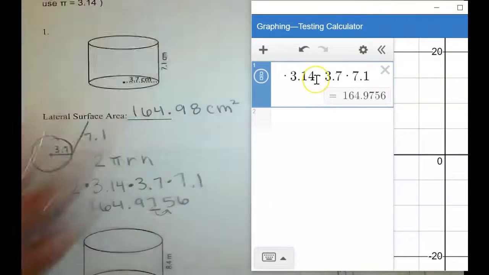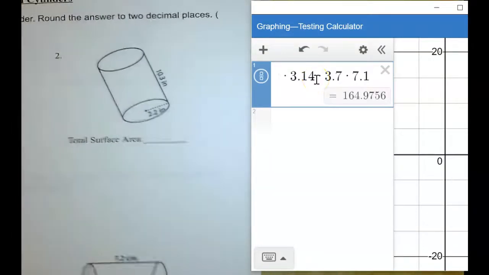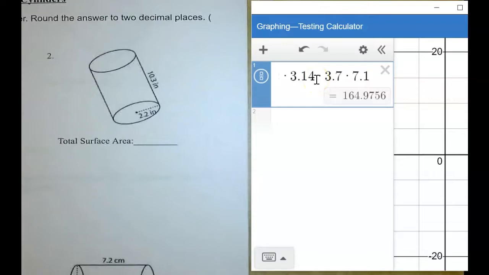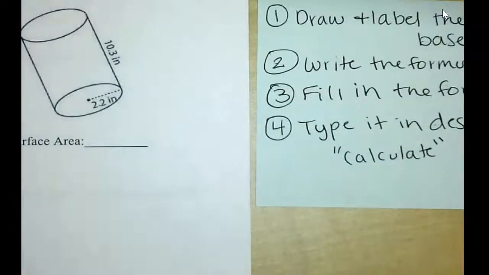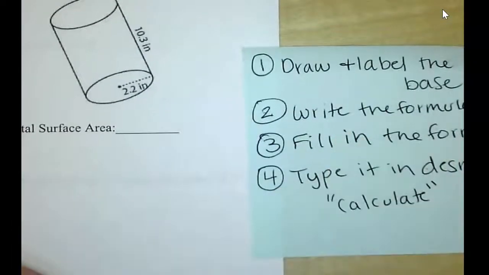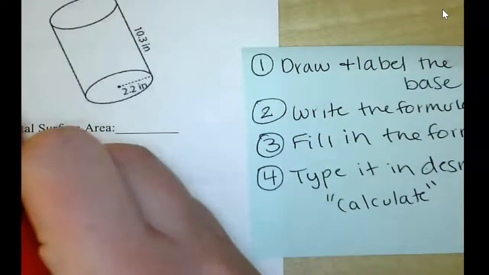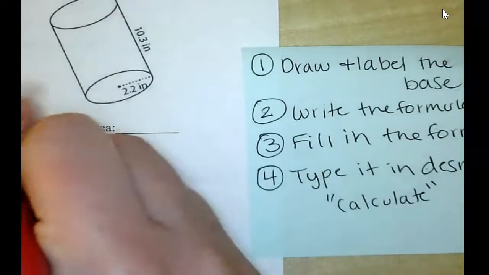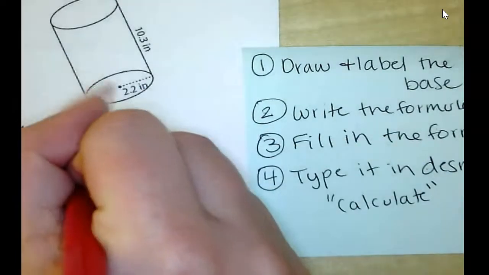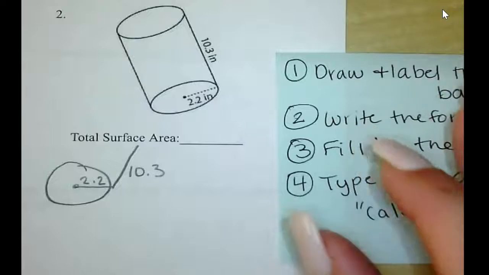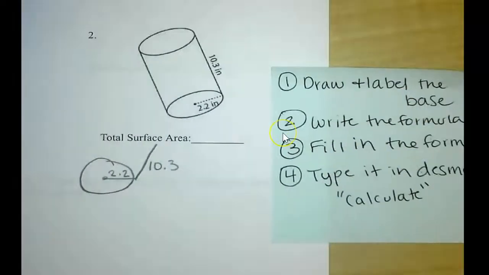All right, let's look at the next one. The next one is total surface area. But we're still using those same steps, okay? So we're going to draw and label the base. That's the first step. So I'm going to draw a circle, label my radius of 2.2, label your height of 10.3. Now for this question, it says total surface area.